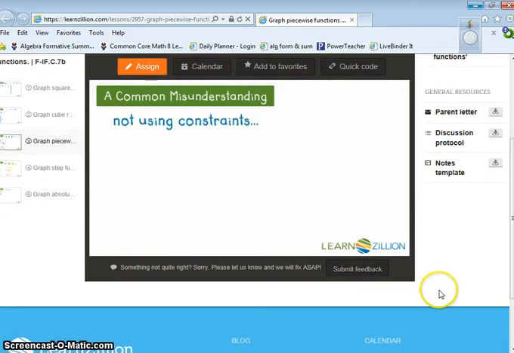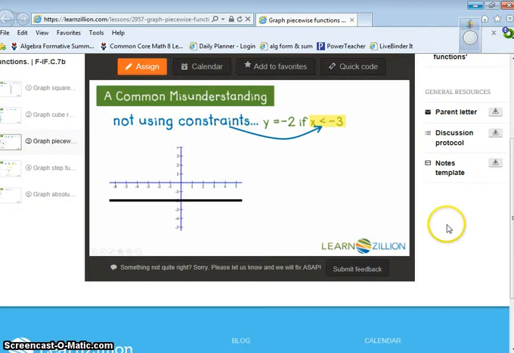A common misunderstanding occurs when you do not use the constraints. We have the equation y equals -2 if x is less than -3. The constraint is x is less than -3. Here's the equation, or the graph, for the function y equals -2. But we have the constraint, so this is not the correct graph.